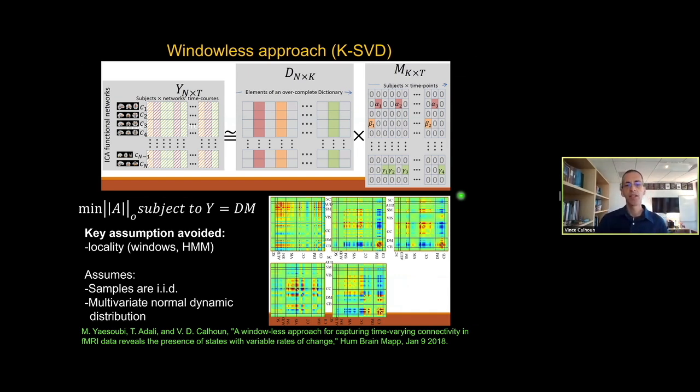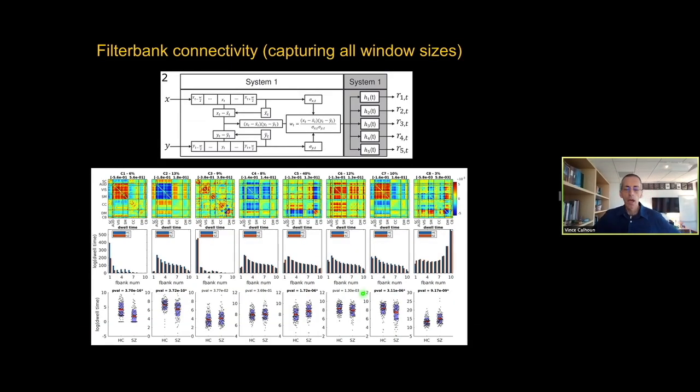We're capturing these different states here, assuming that there are a limited number of states per individual. So there's a sparsity assumption there as well. Another approach based on sort of a signal processing worldview is to basically say, well, a window is essentially a filter on your data.